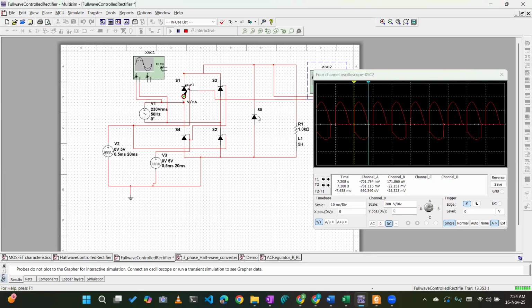If it was not a freewheeling diode, then your conduction angle will be higher. Now the thyristor is conducting for a longer time. How much time is the thyristor conducting? From here to the full pi, that is equal to 10 millisecond instead of 7.6 millisecond. Got it?